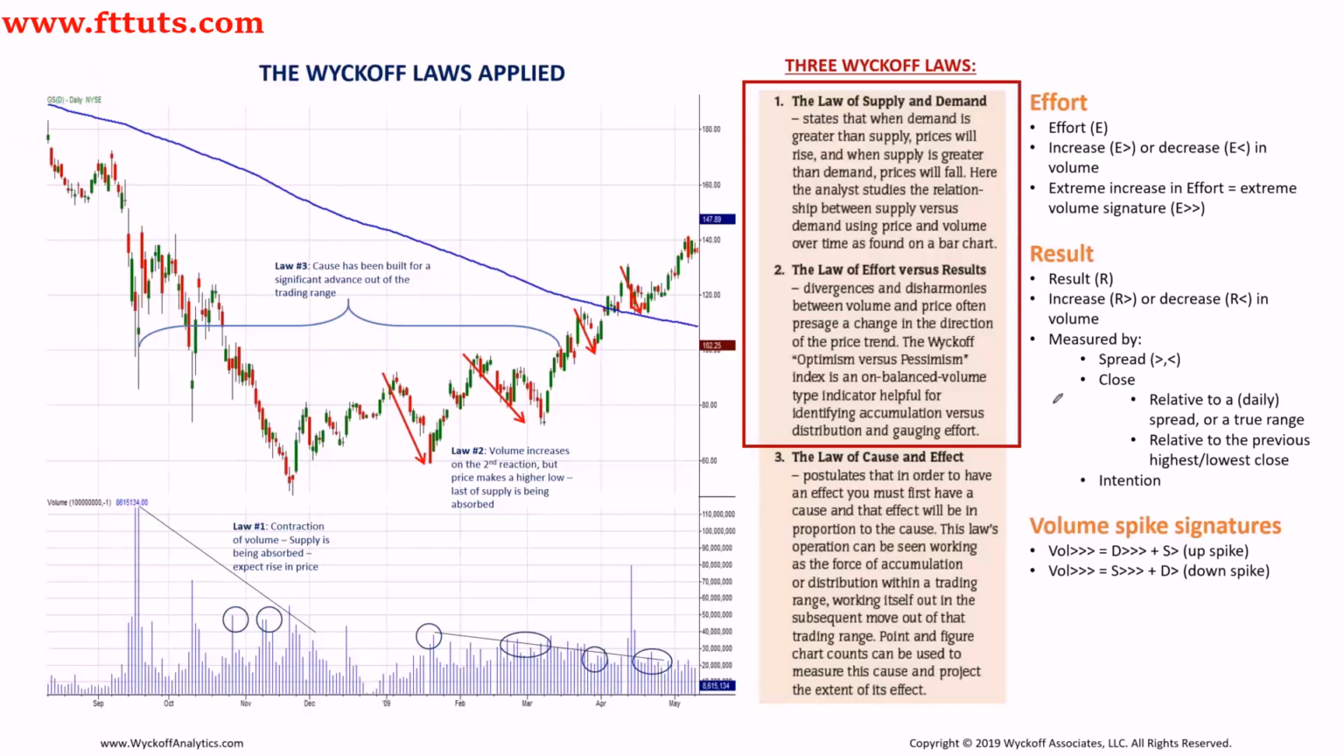So what we want to see from the effort is the increase or the decrease of effort. And obviously when we have an extreme increase in effort, that's usually going to be associated with gaps, with stopping actions, with momentum type of bars, and so on and so forth. We need to understand how we will judge the result, how we would assess the result. Obviously, result will either increase or decrease as well.